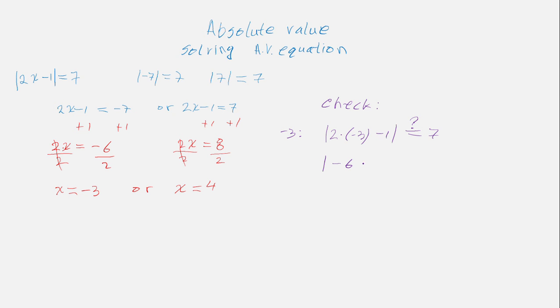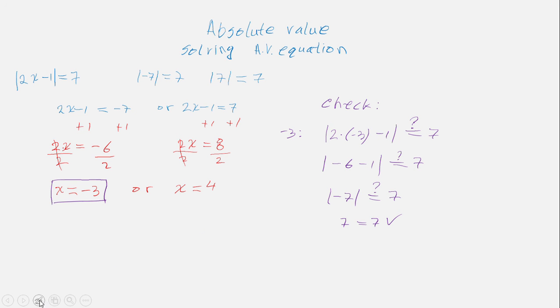So this is negative 6 minus 1, and we are checking if that's equal to 7. Negative 6 minus 1 is negative 7, and we know that absolute value of negative 7 is actually 7. So we get 7 equals 7. It checks, so we know that x equals negative 3 is part of the solution.